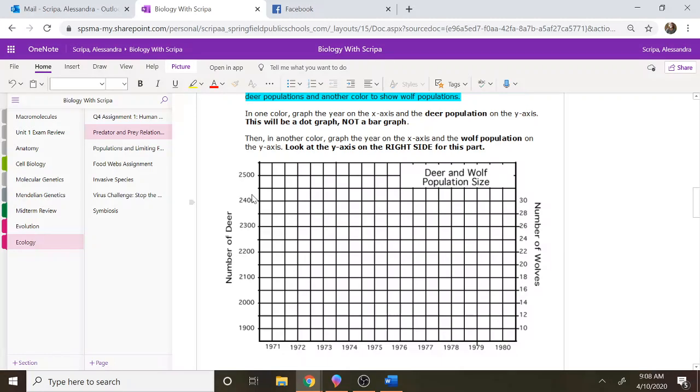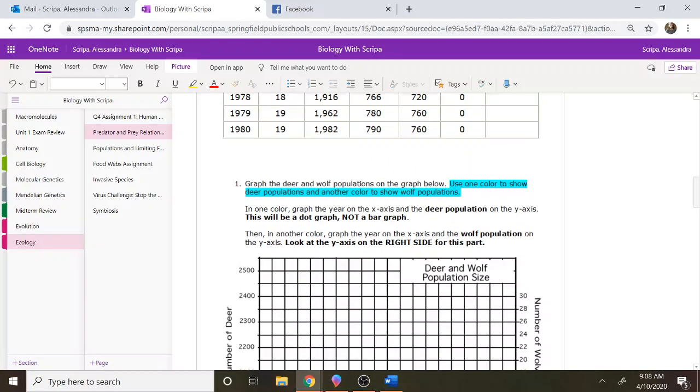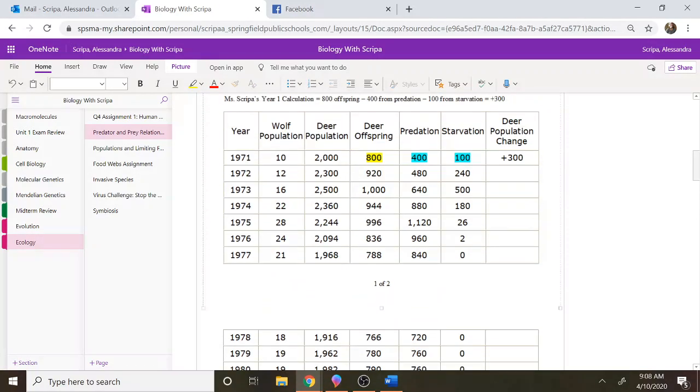You might notice that this graph is a little different. It has two y-axes. So on this side, it has the number of deer, and on this side, it has the number of wolves. And that's probably different from something that you guys have ever done in math class before. So I'm going to walk you guys through the beginning part of how to do that. So let's scroll back up to our table.